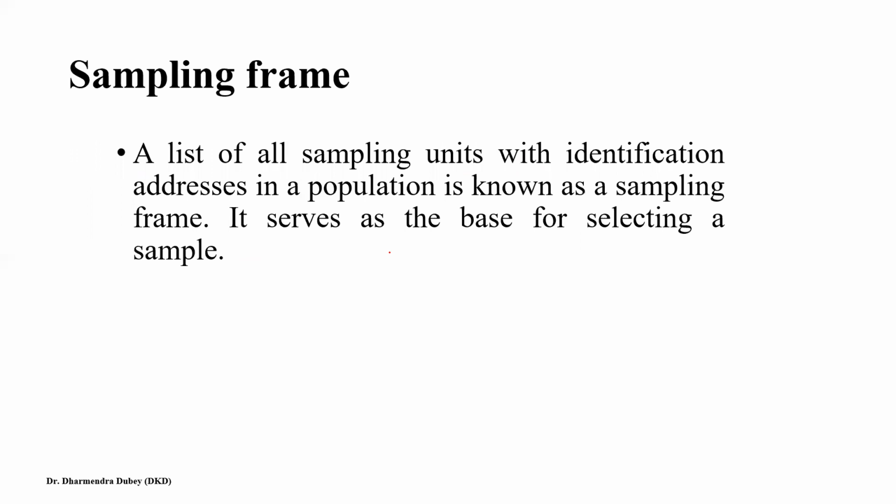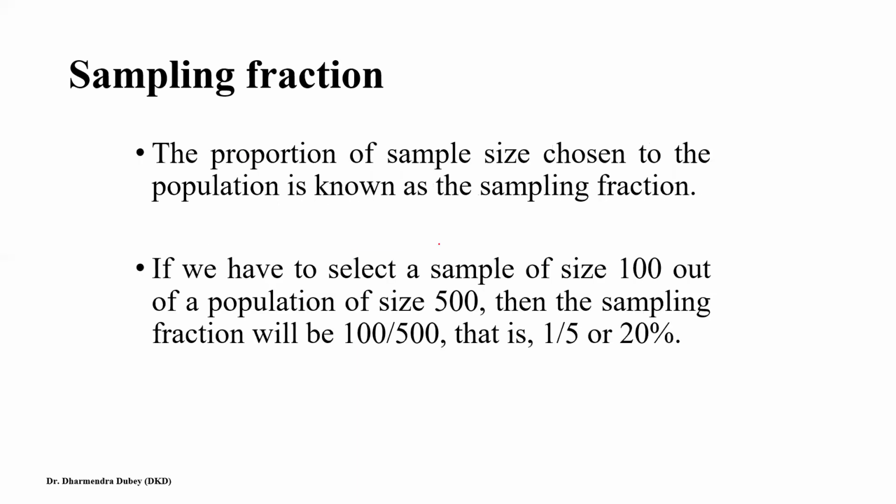Now, once we know the sampling unit, what is the sampling frame? We can define it as a list of all sampling units with identification addresses in a population. It serves as the base for selecting a sample. And next point, sampling fraction. We can say it is the proportion of sample size. If you all remember, we have discussed rate, ratio, and proportion in the class. So the proportion of sample size chosen to the population is known as the sampling fraction.